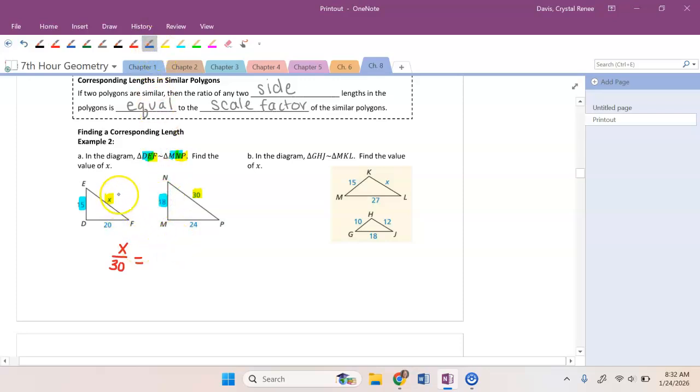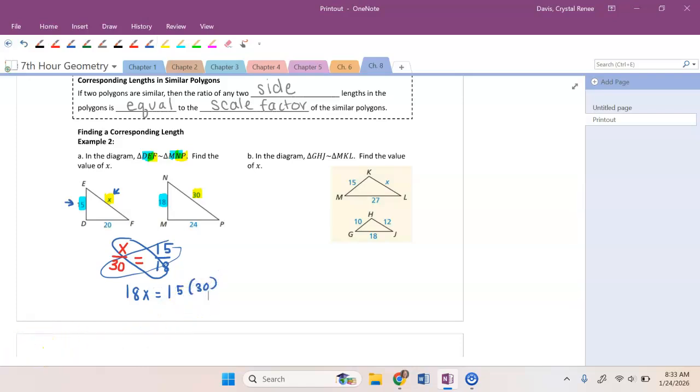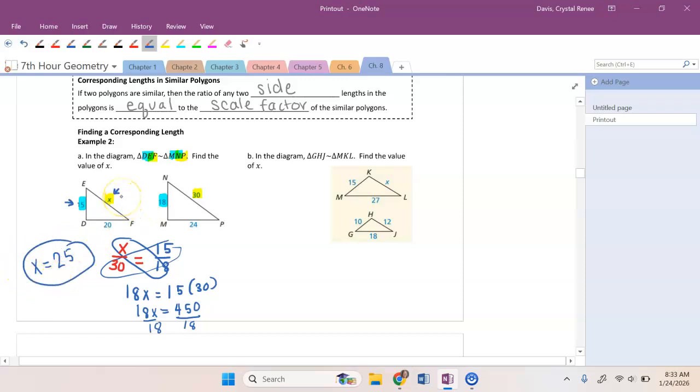Now if I put x on top here, I have to put the side from the same triangle on top, so it'd be 15 over 18. Then I can cross multiply. So we have 18x equals 15 times 30, and 15 times 30 is 450. And then if I divide both sides by 18, I get x is 25. So the length of this side here is 25.